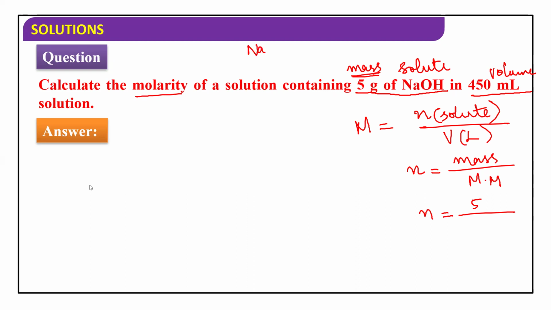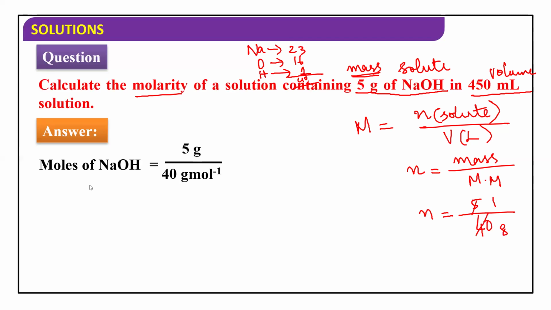For sodium, the atomic mass is 23, for oxygen the atomic mass is 16, and for hydrogen the atomic mass is 1. If you add all these three values, you'll get 40. So 40 is the molar mass of NaOH. So moles of NaOH is equal to 5 divided by 40 gram per mole, which is equal to 1 by 8, or 0.125 mole.